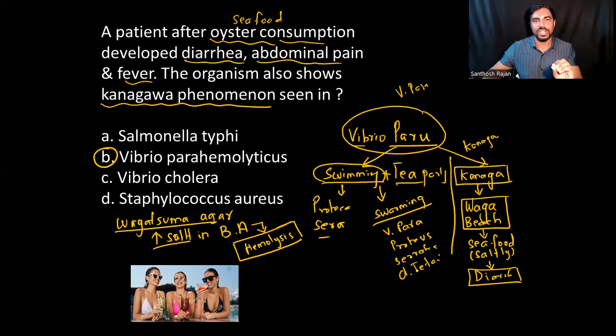Proteus, Serratia, Clostridium tetani. Very simple. So you don't need anything to remember. Easily, you would have scored this question also. Okay, I hope you guys did it right.